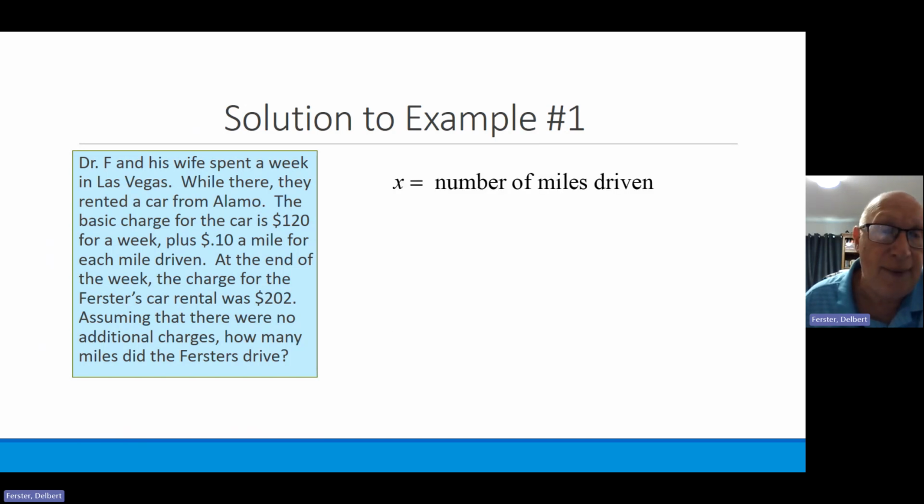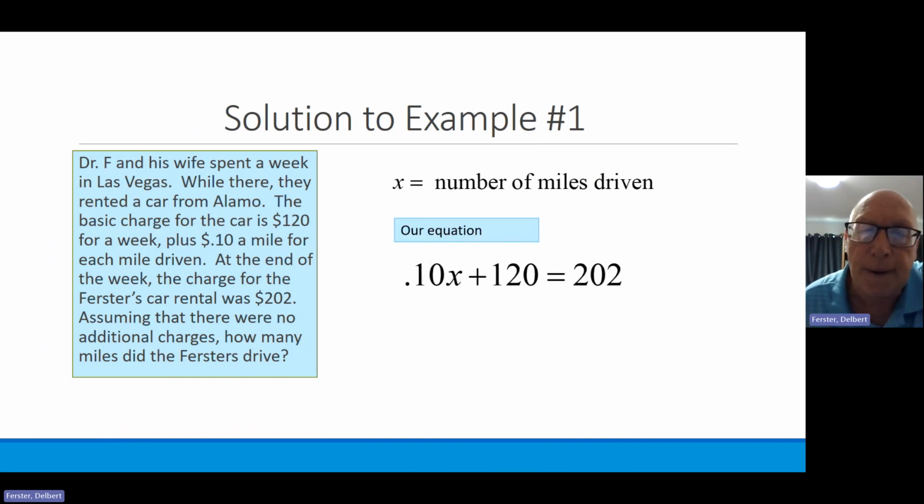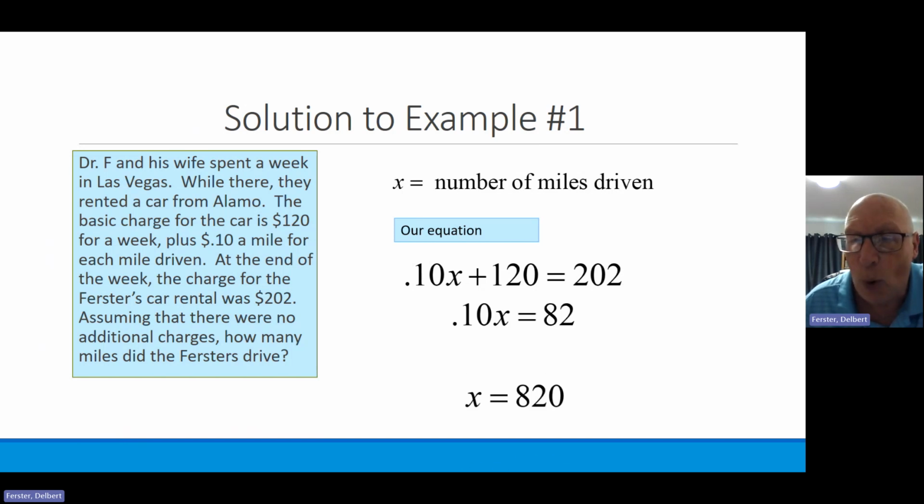All right, it seems like we're trying to figure out how many miles they drove, so that's a pretty good representation for X. All right, here comes an equation for us to consider. Remember, it's 10 cents for each of those miles, plus a flat charge of $120, gets you to that total of 202. We'll subtract 120, and then we'll grab a calculator and we'll divide by 0.10. So again, we got an answer.